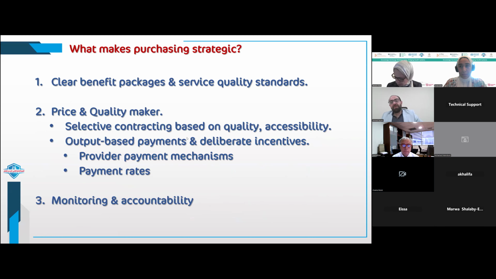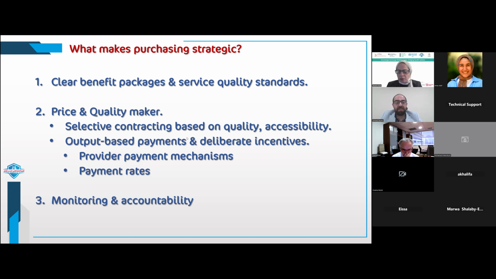So in order for us to become a strategic purchaser, there have to be some conditions, let's say. First of all, you have to have a very clear benefit package and service quality standards. The payer should move from the role of being a price and quality taker towards a more active role of being a price and quality maker. So this involves selective contracting with providers based on the quality of their services, their efficiency, the accessibility of these providers, as well as using output-based payments and deliberate incentives, like different provider payment mechanisms and payment rates, as a tool to incentivize healthcare providers to provide healthcare services at the needed level of quality.